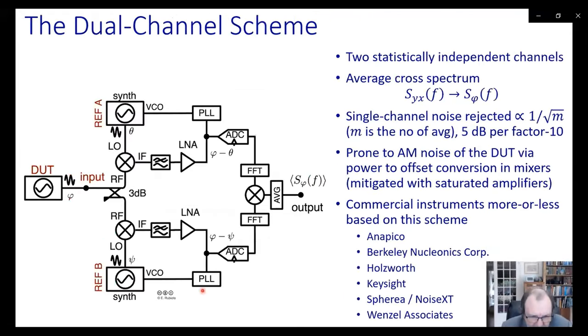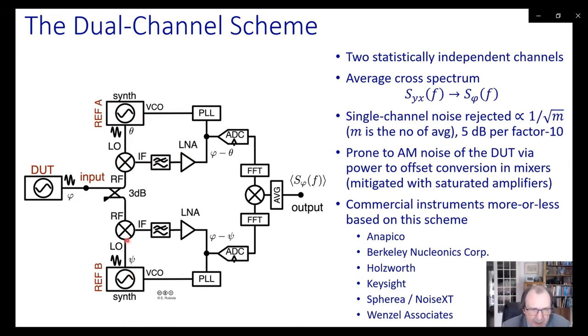Now we know how to use the mixer, and we combine two equal channels to reject the noise of the instrument and to reject the noise of the oscillator. Actually, it is useful to replace the reference oscillators with the synthesizers, like here and here, because a synthesizer is flexible and solves the problem of measuring different oscillators on the test instead of replacing the reference every time.